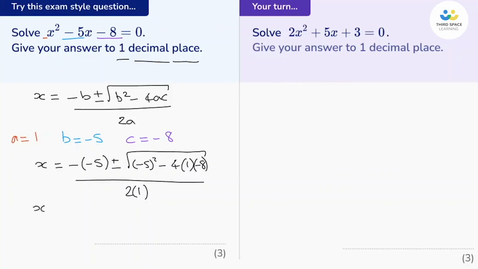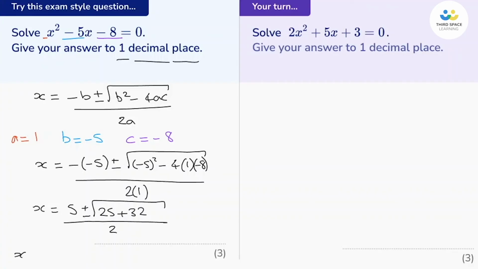So x is equal to, well, minus 5 is positive 5, plus or minus the square root of negative 5 squared is negative 5 times negative 5, which is 25. And here we've got negative 4 times 1 times negative 8. Well, a negative 4 and a negative 8 multiplied together give me a positive, so we're going to have plus 32. And we're going to divide that all by 2 times 1, which is 2. Now that step's optional. I just find it a little easier to see when I put it into the calculator.